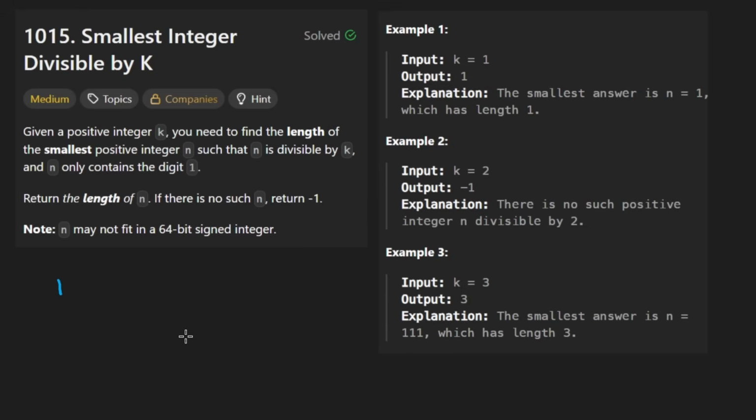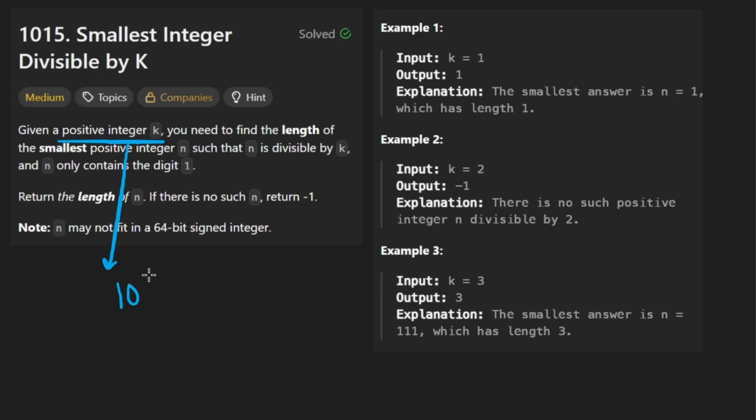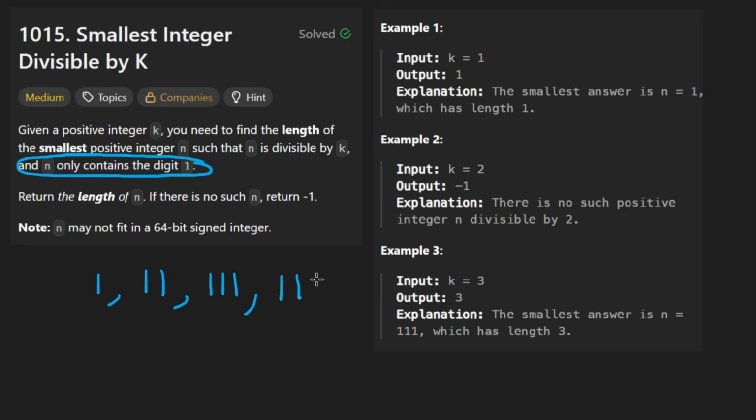So with that out of the way, the idea of this problem is that we are given a positive integer k, and the constraint on that parameter is going to be 10 to the power of 5. And what we want to do is find the smallest positive integer n, well, rather the length of it. And we want n to be divisible by k, and n can only be made up of 1 digits. So in increasing order, the numbers that satisfy that last condition are going to be just 1, then 2 ones, then 3 ones, and then you keep going.